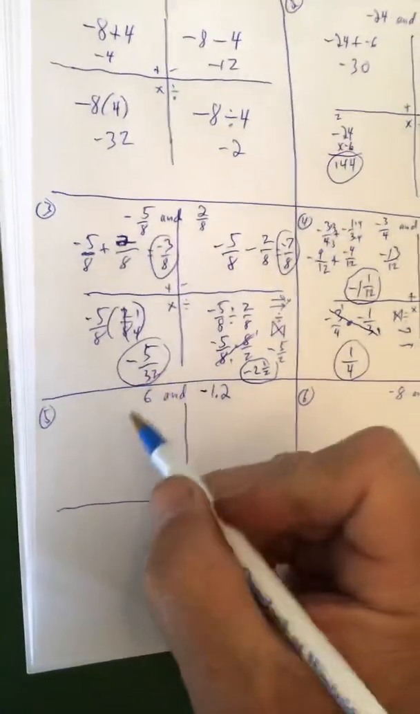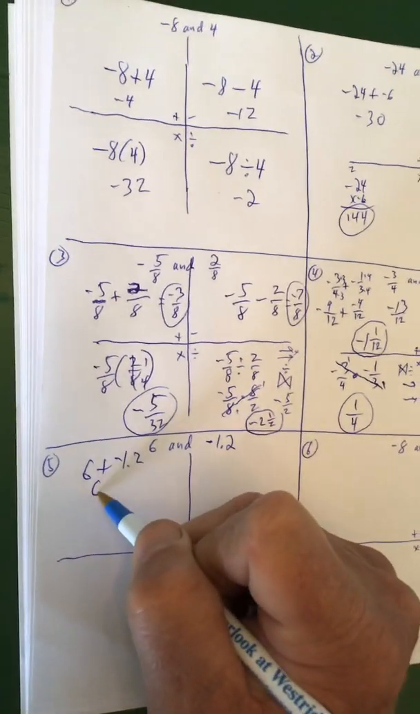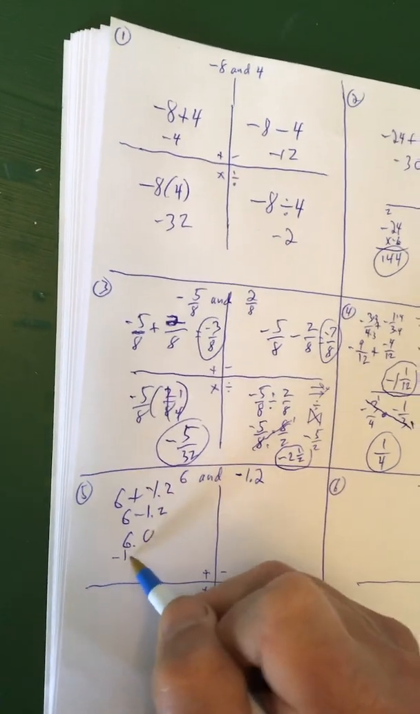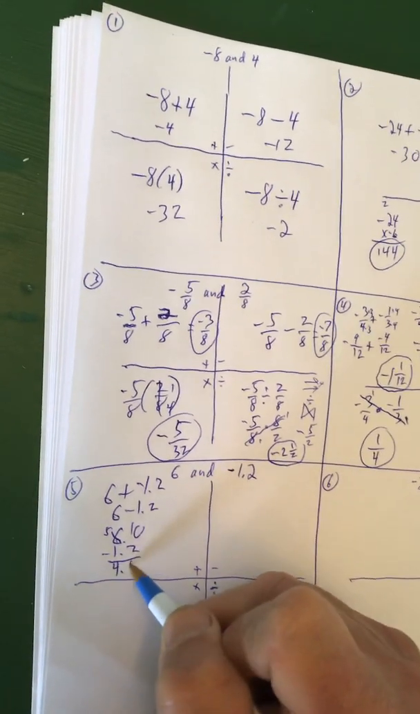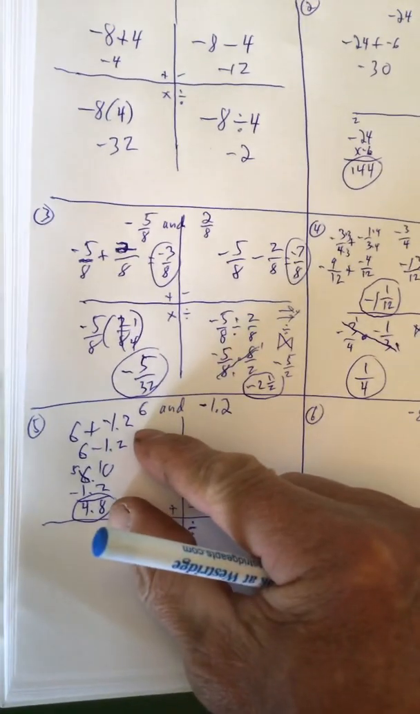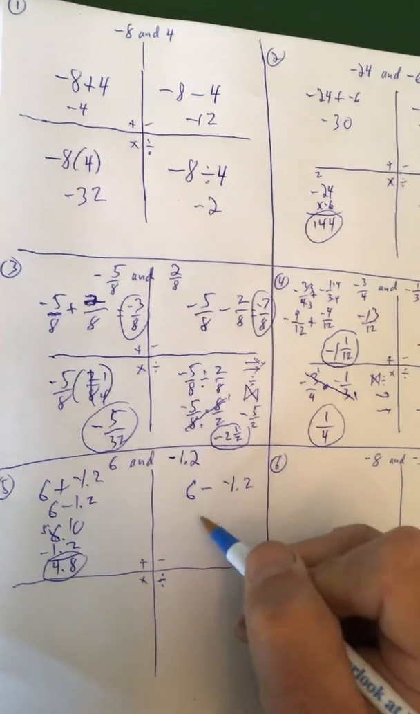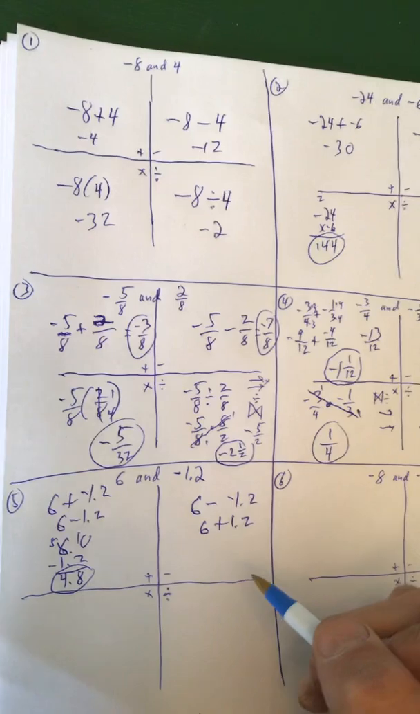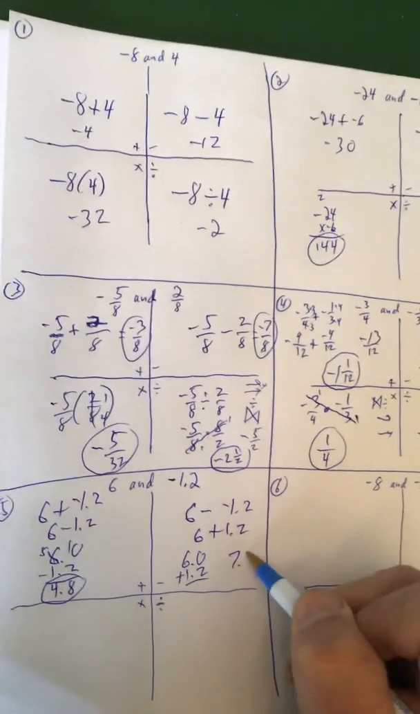And then down here, 6 plus negative 1.2, which is the same thing as just 6 minus 1.2. So 6.0 minus 1.2, you get 4.8. And just double checking, those add up to 6. And then 6 minus negative 1.2 would be 6 plus 1.2. And so you get 6.0 plus 1.2. Well, that's 7.2.